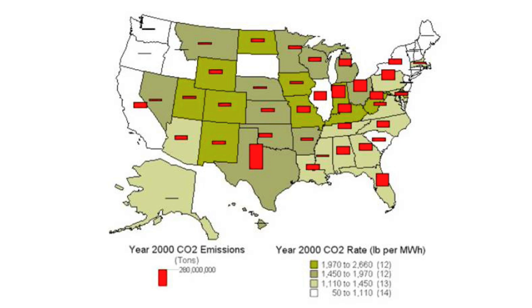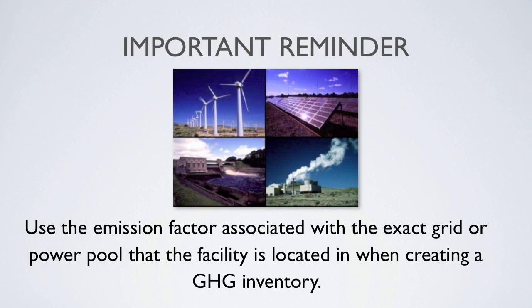Similarly, if the company in Wyoming cuts its electricity consumption by 1 megawatt-hour, it would reduce greenhouse gas emissions into the atmosphere more than the company in California. As a result, it is important to use the emission factor associated with the exact grid or power pool that the facility is located in when creating a greenhouse gas inventory.